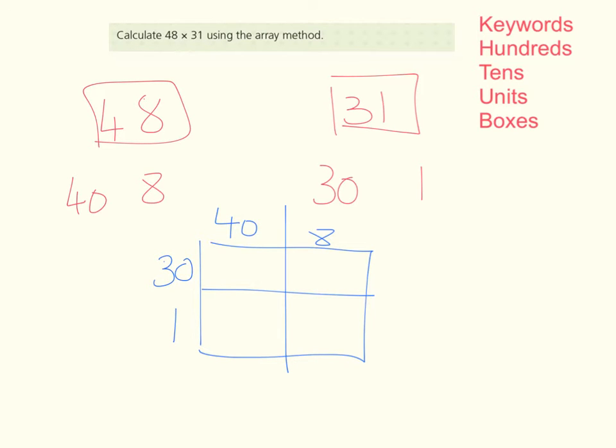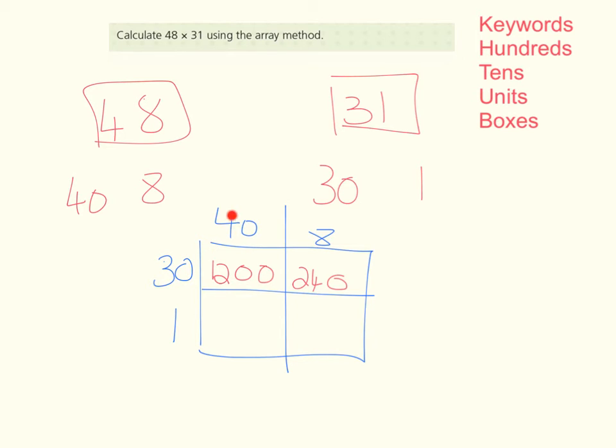How I do that, first of all, is I say to myself, 3 times 4 is 12. And how many zeros have I got here? I have got 2, so I'm going to place them in. Next, 3 times 8 is going to give me 24. And how many zeros do I have here? I've just got 1.